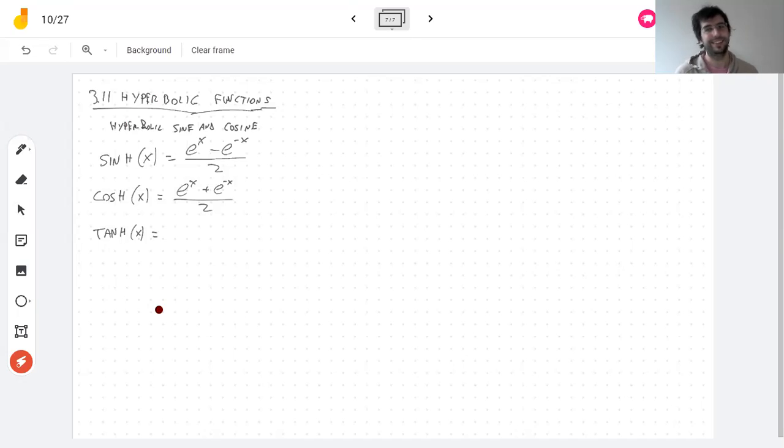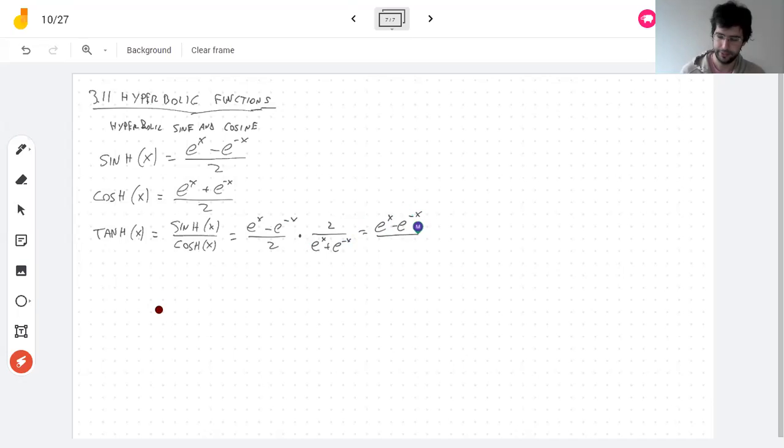Would it be e to the x minus e to the negative x over e to the x plus e to the negative x? Yeah, that's exactly what it is. If I call it tangent, that must mean sine over cosine. Sine is this, cosine is the other thing, and dividing means putting the fraction upside down, which makes it e to the x minus e to the negative x over e to the x plus e to the negative x.